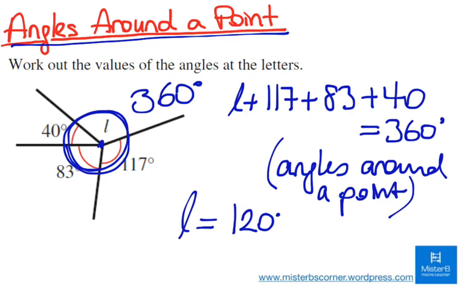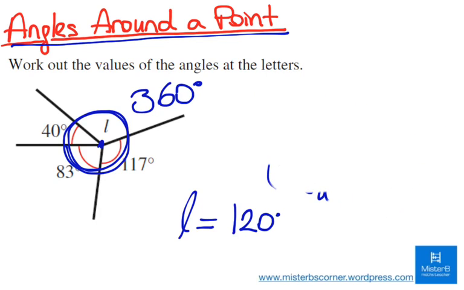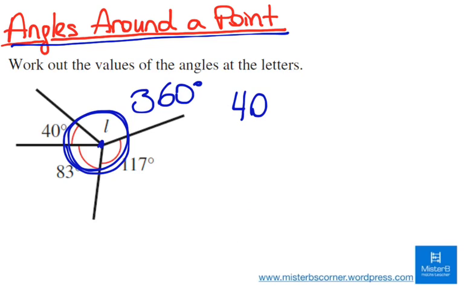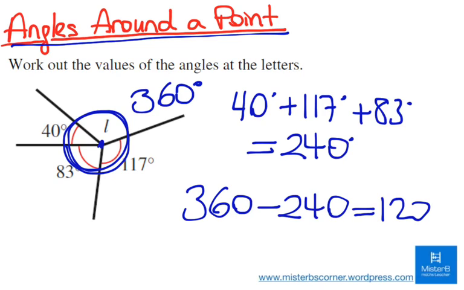Now you would probably consider the arithmetic solution, like, why don't I just add them all up, like 40 degrees plus 117 degrees plus 83 degrees, which would make 240 degrees in total. And then you would say 360 minus 240 being 120 degrees. At this point you must open up your bracket and write angles around a point.